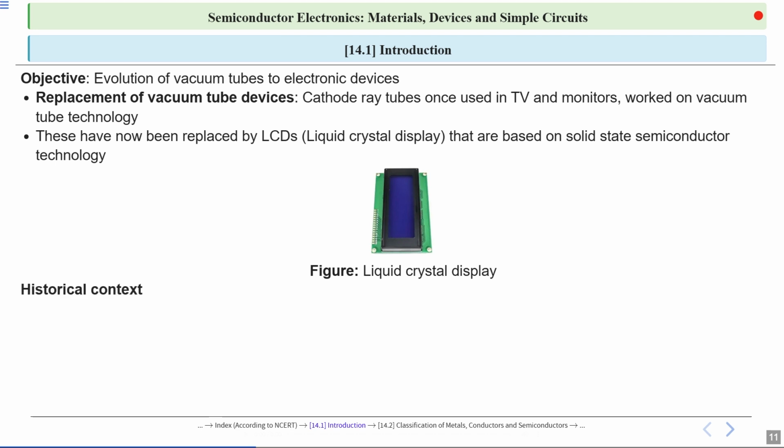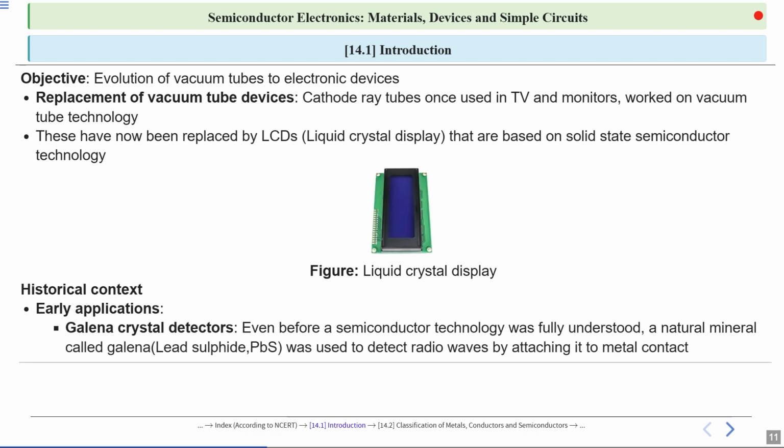Now we will study some historical context. Let's see some early applications of semiconducting devices. Before semiconductors were understood, scientists used a natural mineral called galena, lead sulfide, as a detector for radio waves. This was one of the earliest applications in radio technology. Galena, when touched by a metal contact, would detect and convert radio signals into electrical signals. This process, known as the galena crystal detector, was a key component in early radio receivers. It allowed people to listen to radio broadcasts long before modern electronic components were developed.